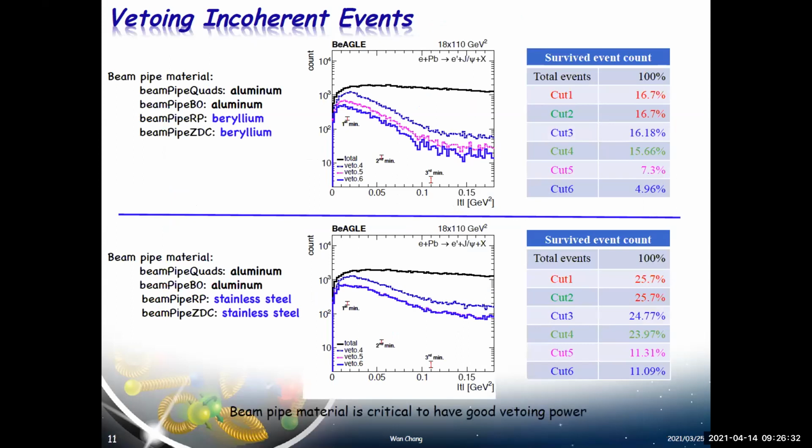We also studied the material impact of the beam pipe on this study. We changed the beam pipe around the Roman pot and ZDC from aluminum to beryllium and stainless steel. We can see the vetoing power with the beryllium is basically the same as with the aluminum, but with the stainless steel the vetoing power is worse.